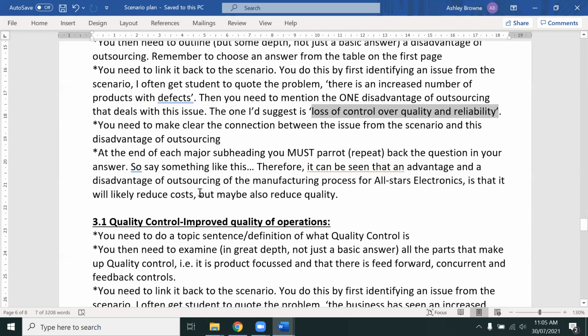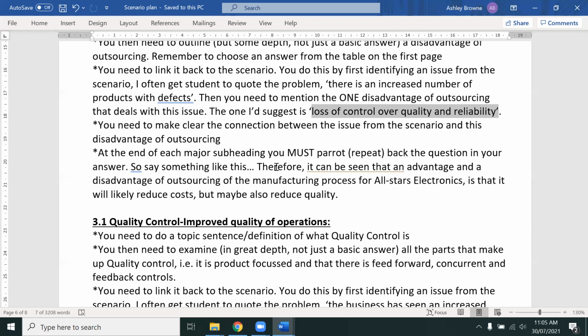Now, this is something that you forget to do. You forget to link it to the scenario. You forget to explain that connection, right? But you also forget to parrot back the question. This means to repeat back the question in your answer. So at the end of each of these headings, not the end of every paragraph, but the end of the heading, you need to say something like this. Show the marker that you get the question and you directly answer the question and not something else.